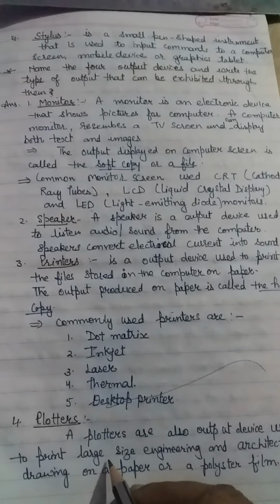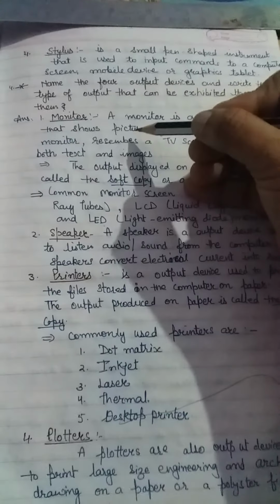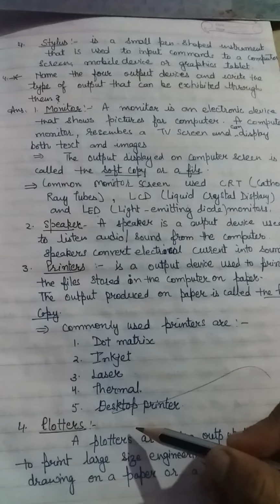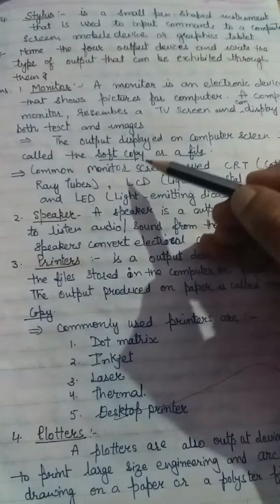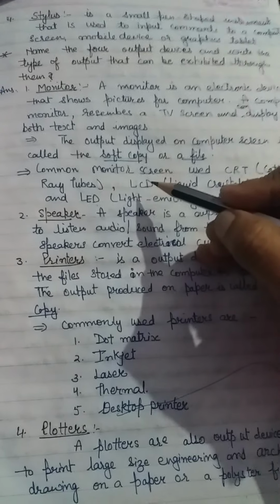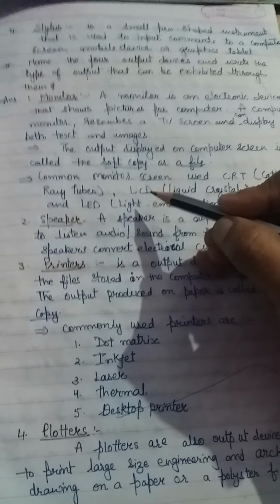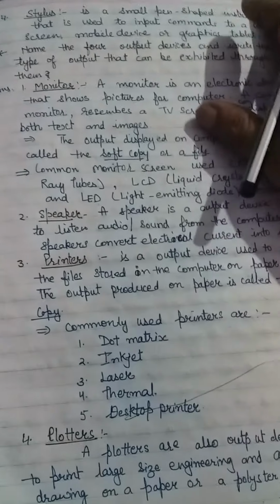These are the simple output devices, but I discussed only 4 output devices. If you need to, read the rest of the output devices from your book also. Next, we come to the next point we have to discuss in this session.